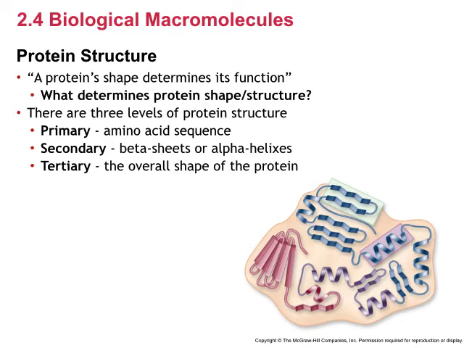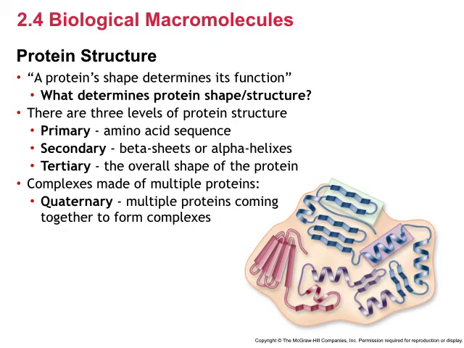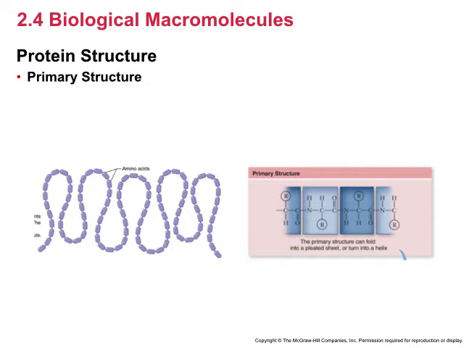So the alpha helixes and beta sheets will kind of fit together in a certain way to give the overall structure of the protein. And sometimes you have protein complexes that are made up of more than one protein, and the shape of these multiple proteins coming together form the quaternary structure. So let's look at each of these levels in detail.